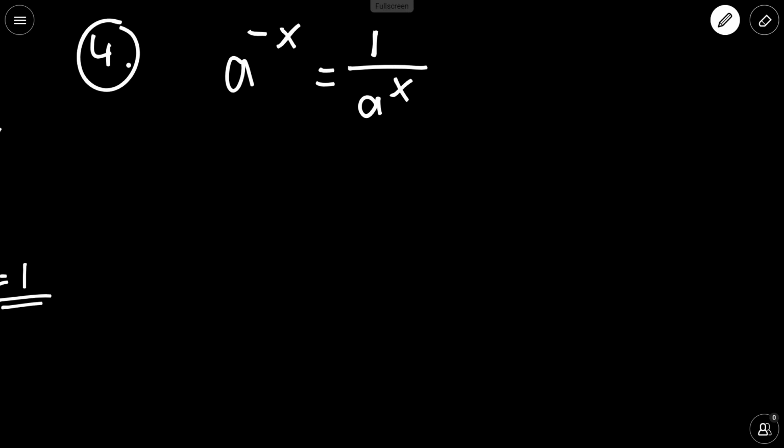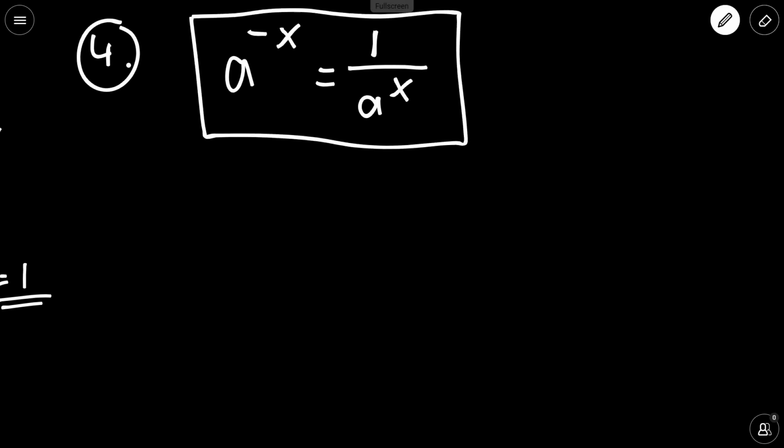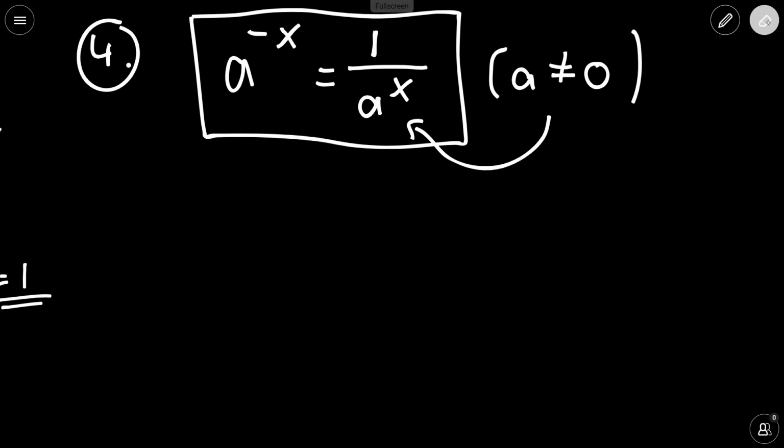A to the power of x. And what we really achieved here is our exponent or our index is not negative anymore, okay? This is much nicer to work with. One thing we need to keep in mind, a cannot be 0. Why not? Because a is in the denominator and you cannot do any division by 0. So a cannot be 0.